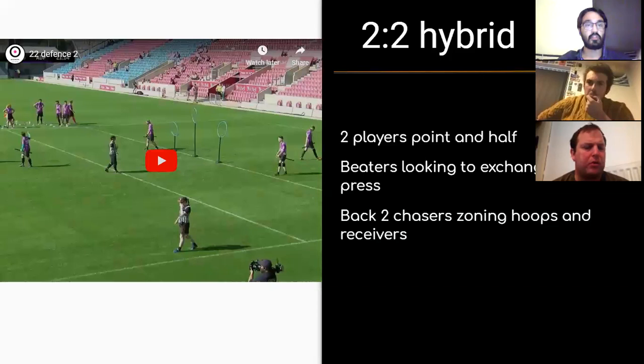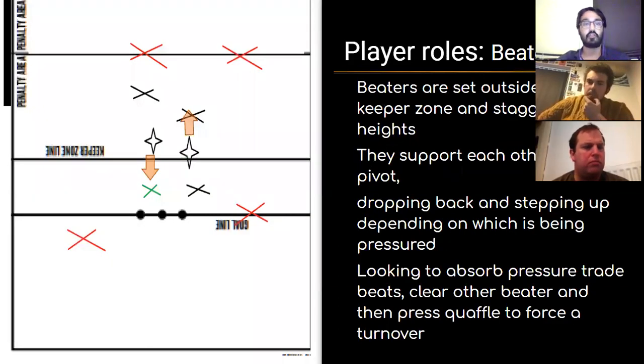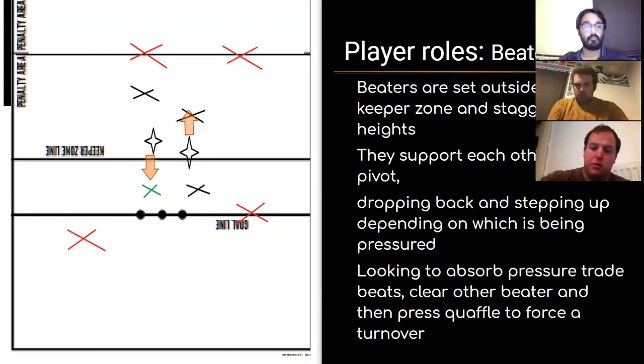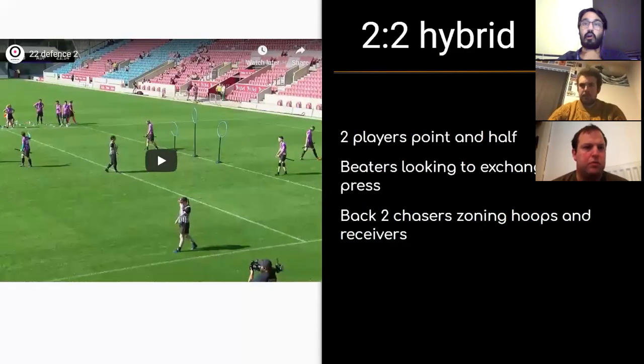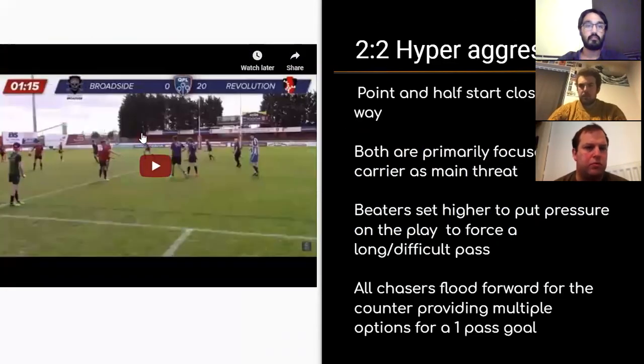The one that looks the most like this diagram: chasers set up just inside their own half, beaters set on the keeper's own line, keeping stuff further back. So if you hear 2-2 as a defensive setup, I would suggest that that is what you will see more often than not. There are, however, some variations.